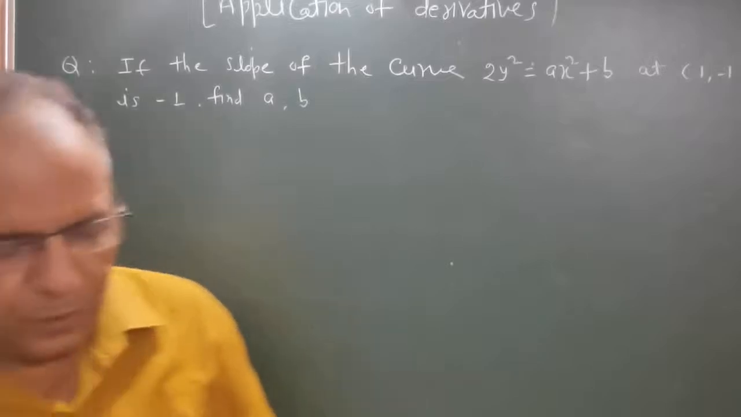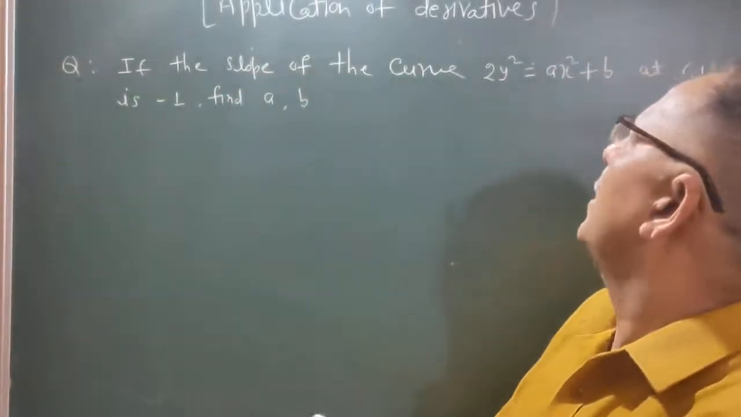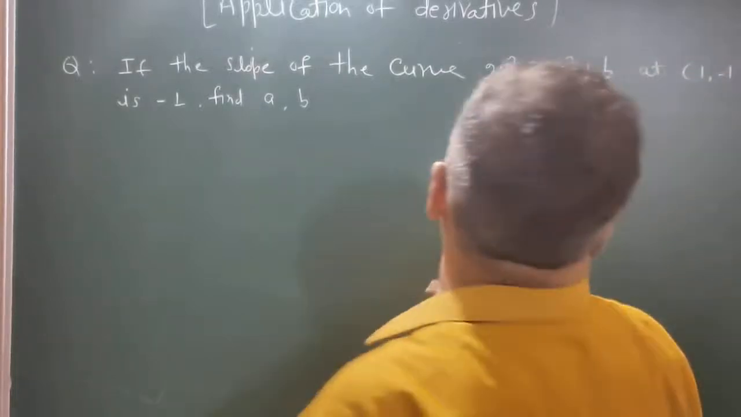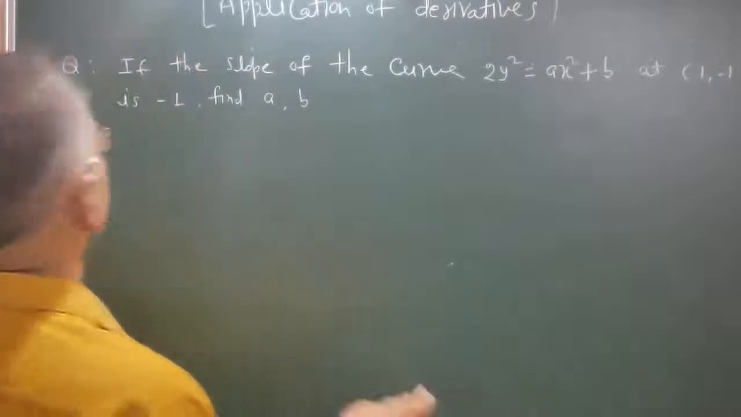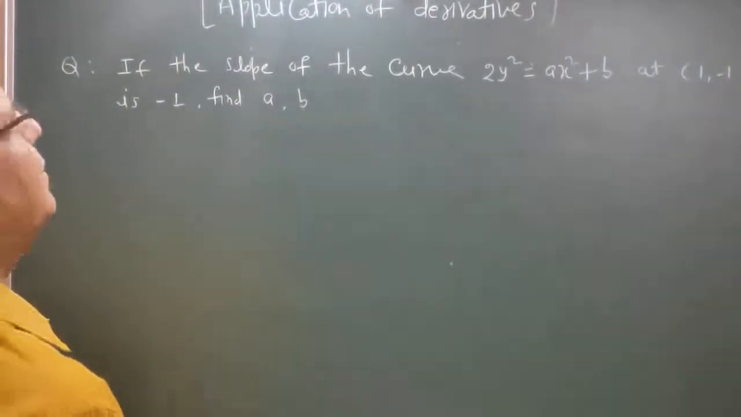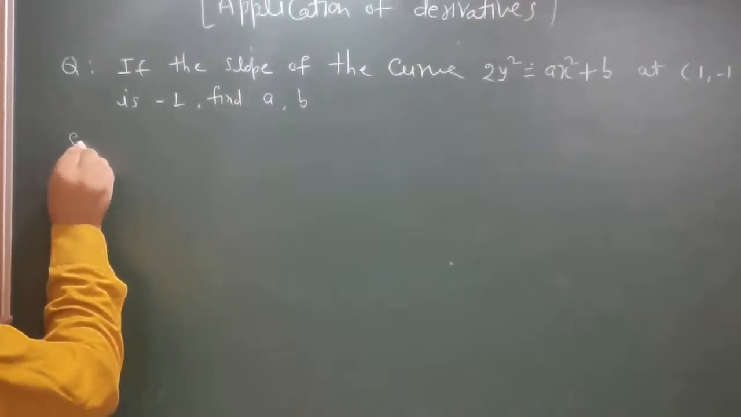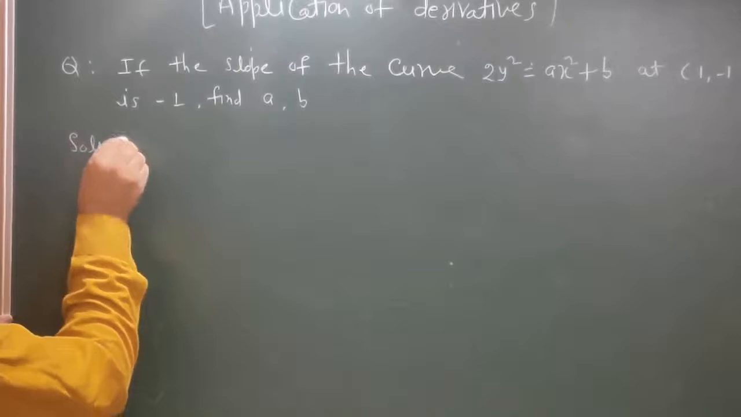Now I am taking one more problem based on tangent and normal. If the slope of the curve 2y² = ax² + b at the point (1, -1) is -1, then find the value of a and b. So how can we solve this type of question?